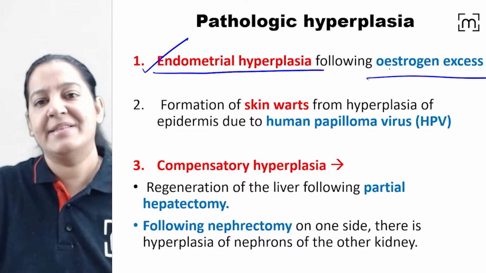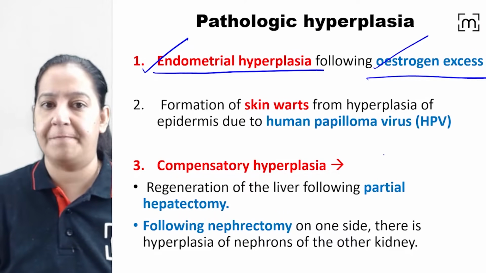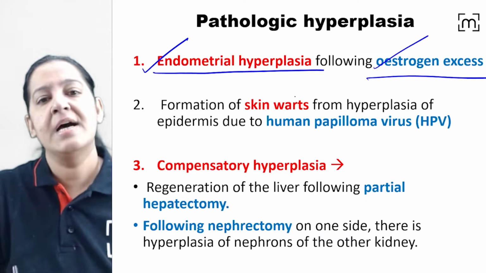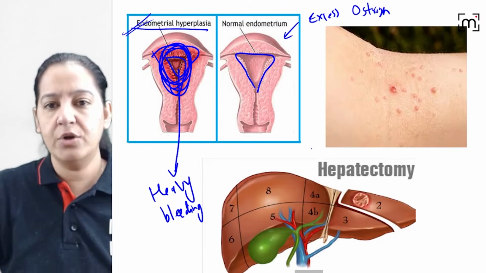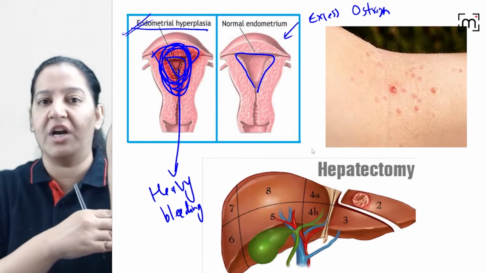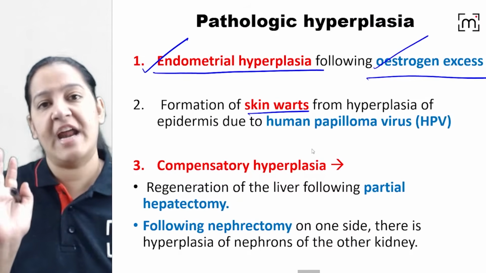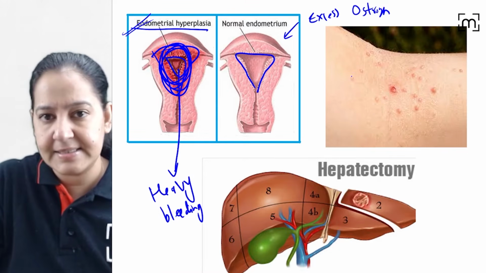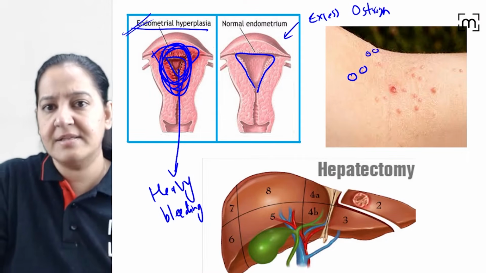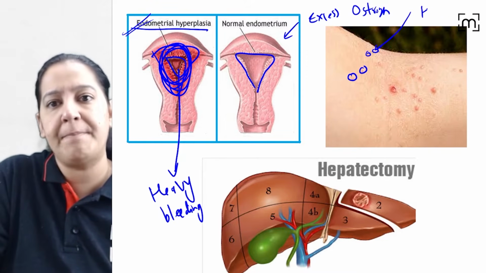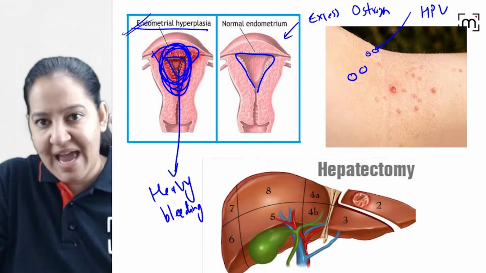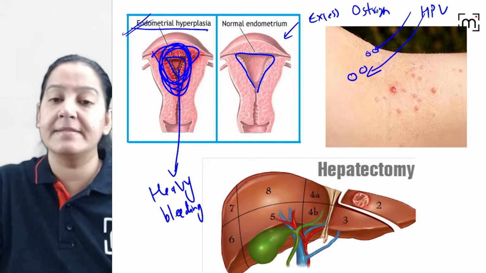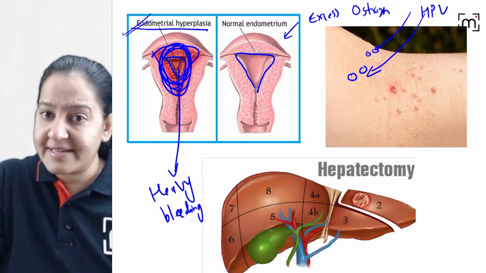Learn the stress. The stress is external excess estrogen, the stress under which this is taking place. The second example is the skin warts. You know, in the skin we have the cells which are known as keratocytes. These are the skin cells. Now here there is a virus. The name of the virus is human papillomavirus. If HPV virus enters inside the skin cells, it is acting as a stress.